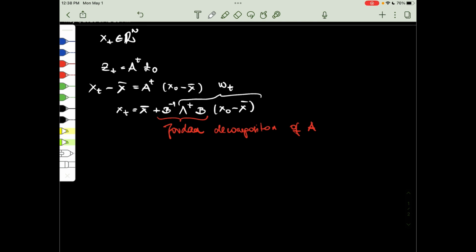Under Theorem 6.4, we have a problem because matrix A has eigenvalues which are not less than 1 in absolute value. So some of the eigenvalues of A are equal to or higher than 1 in absolute value. So this dynamics can be written in this form, and it is obvious that xt tends to the stationary point if and only if wt tends to 0.